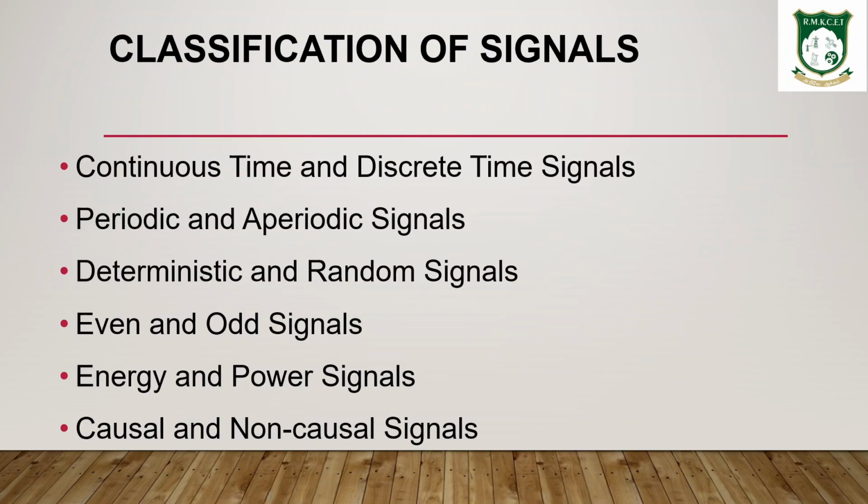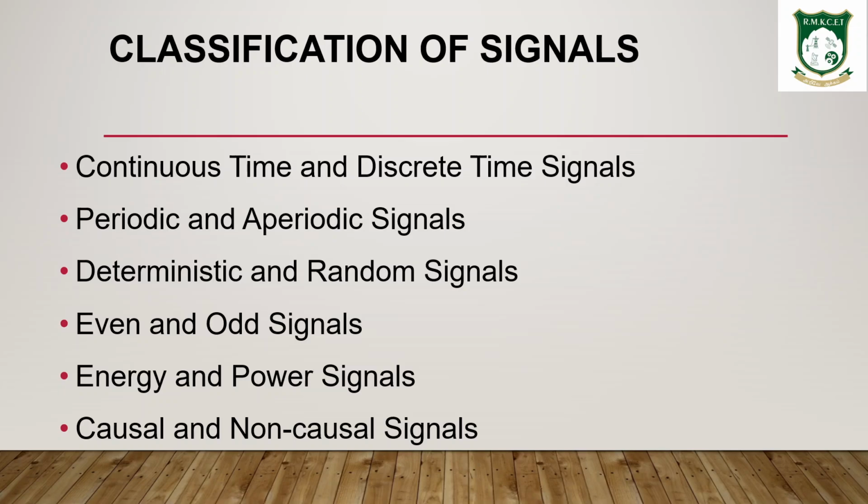In this video lecture, we are going to see classification of signals. The broad classification of signals: continuous time and discrete time signals. Signals are broadly classified as continuous time and discrete time, CT and DT signals.